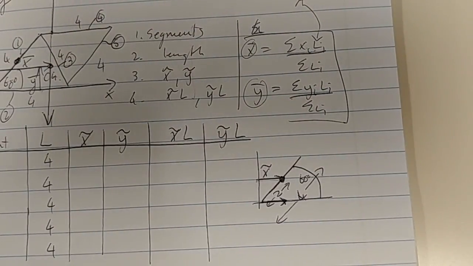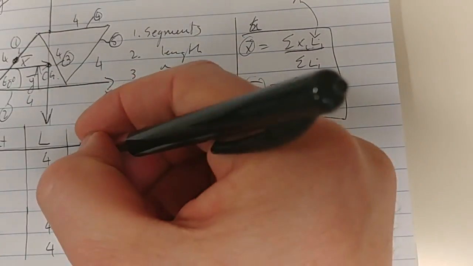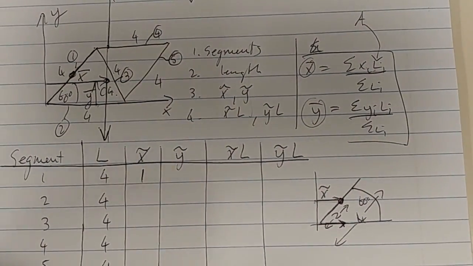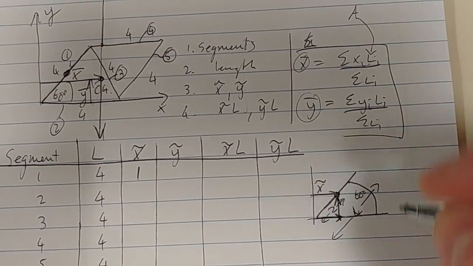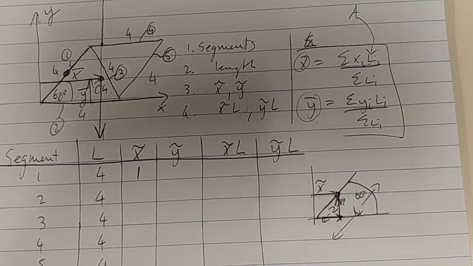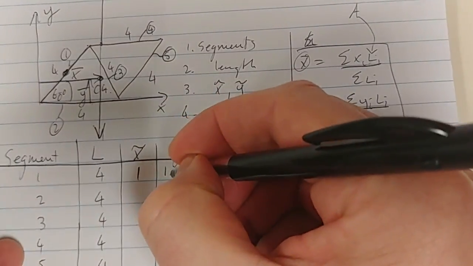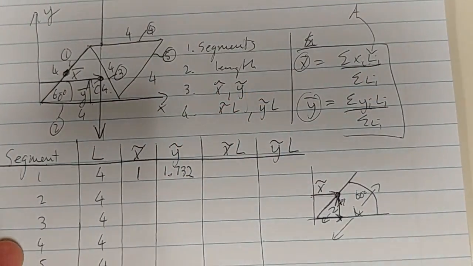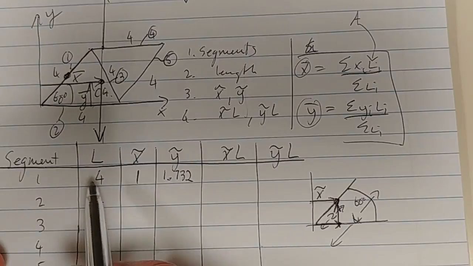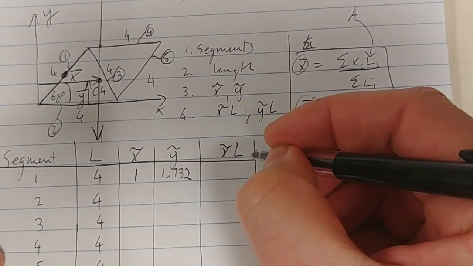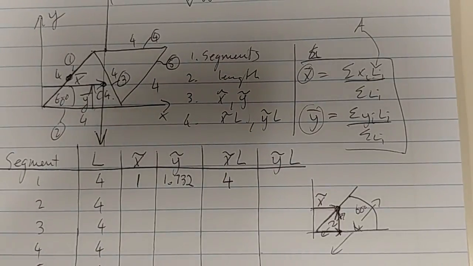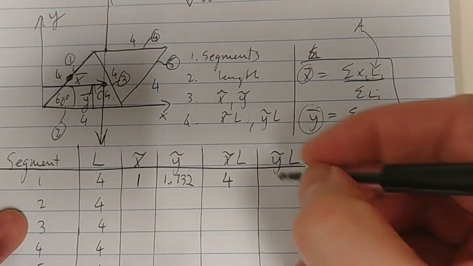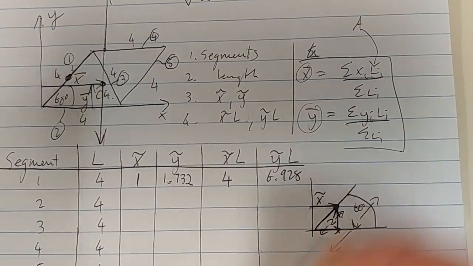2 cos 60 gives me 1. Magical number. And if I want the vertical length, which is my y tilde, it is 2 sine 60, which is 1.732. Then if I multiply that by that, I get x times L, I get 4, and that 4 times 1.732 gives me 6.928.